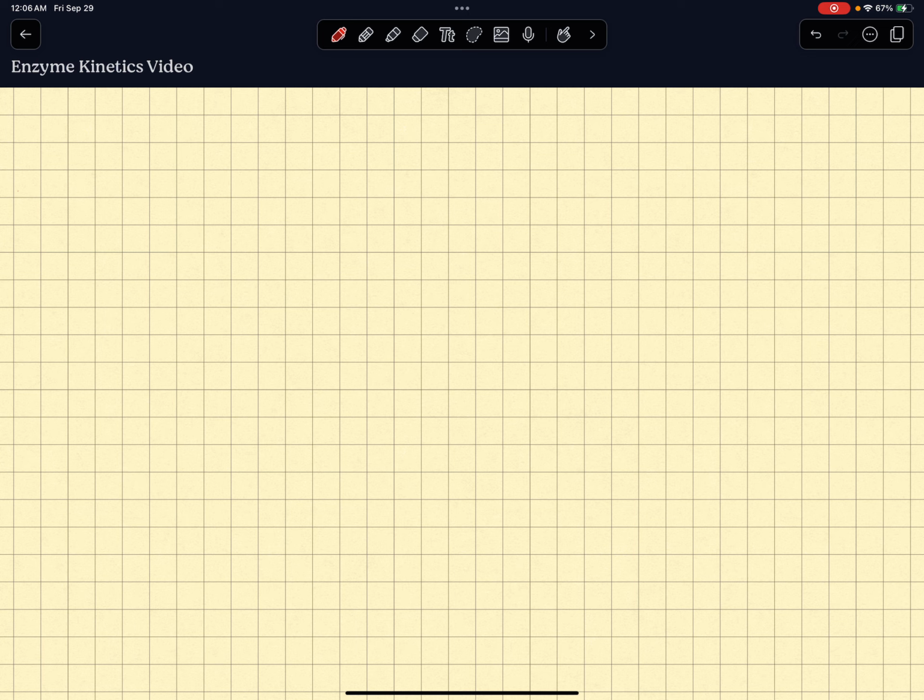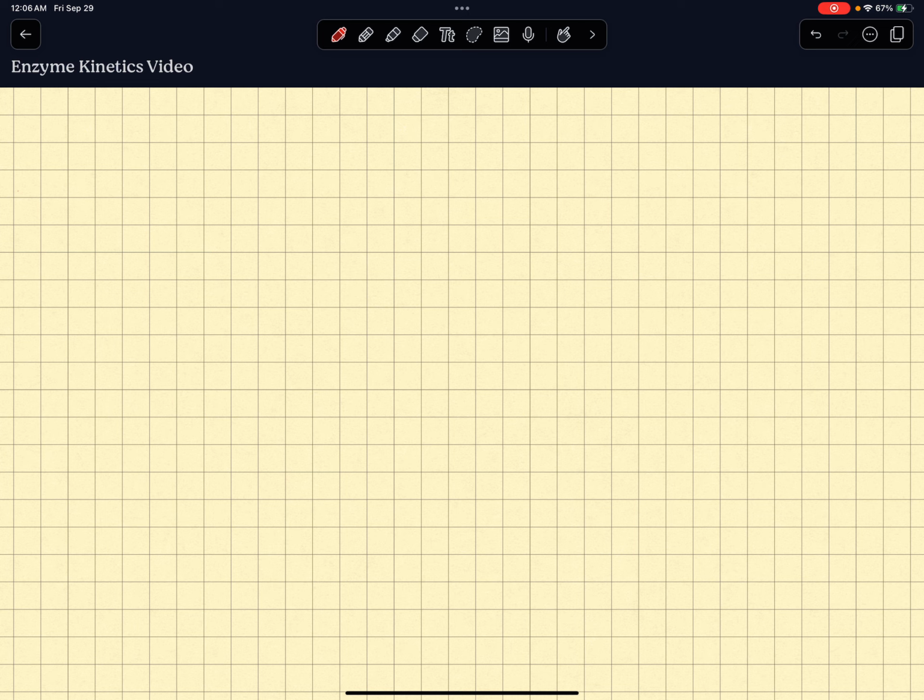And so I know that you've probably seen the Michaelis-Menten equation derived with calculus before, and so I'm going to show you the method that I use to derive it, which doesn't use calculus. It was just how I understood it when I was taking the class, and so I wanted to show you guys how to do that.